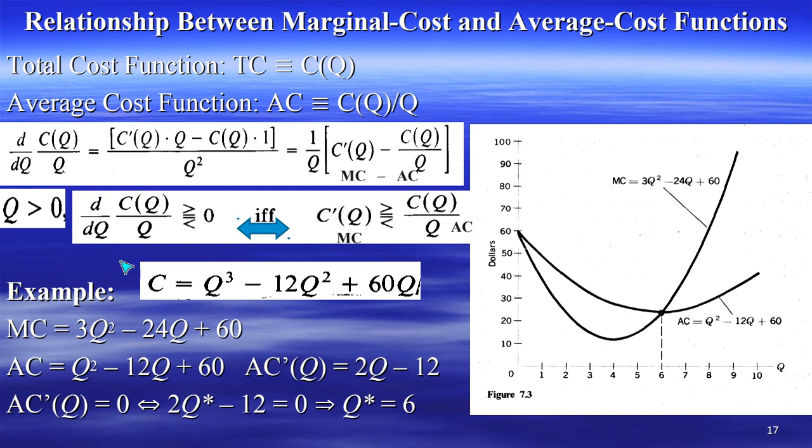When I take the slope of the average cost curve, I take the derivative of the average cost curve. The slope is the derivative. So the derivative of the average cost curve is 2Q minus 12 plus 0. So 2Q minus 12. Where is it 0? It is where 2Q is 12, Q is 6, Q star is 6. It is the minimum of the average cost curve, where the marginal cost intersects the average cost.